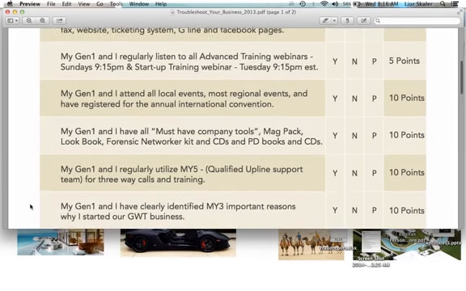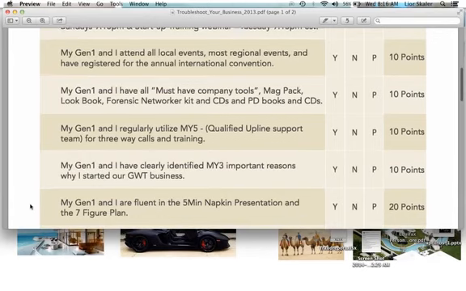Another 10-point question: my Gen 1 and I have clearly identified my 3 important reasons why we started our GWT business. So have you identified your 3 important reasons why you initially got started? Do you know the 3 reasons why your first generation has gotten started with their GWT business? If the answer is yes, 10 points. No, 0, and partial, 5 points.